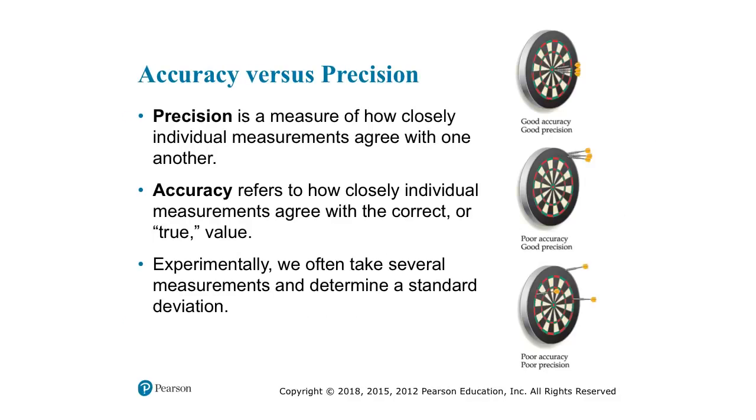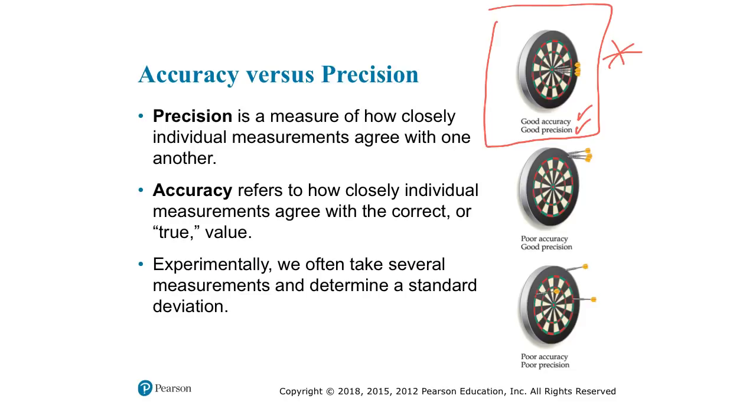Okay, so let's talk a little bit about accuracy versus precision. Precision is a measure of how closely individual measurements agree with one another, and accuracy refers to how closely individual measurements agree with the correct or true value. If we look at the top bracket here, we see that we have 3 darts all on our target. Because they're on target, we have good accuracy. Because they're all together, we have good precision. This is a perfect scenario.